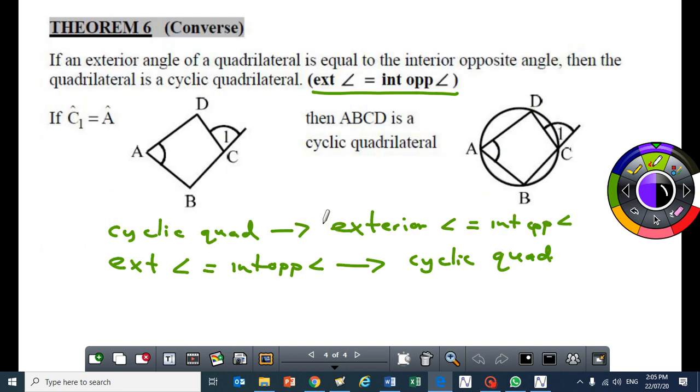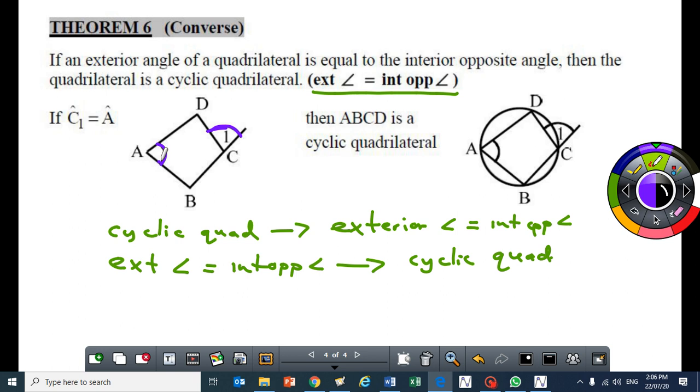It says if an exterior angle of a quadrilateral is equal to an interior opposite angle, then the quadrilateral is cyclic. So if you are given a quadrilateral like in this case ABCD, and you have an exterior angle like C1 there, if C1 is equal to angle A, then you can say that ABCD is a cyclic quadrilateral. Therefore, points A, B, C, and D are found on the circumference of a circle. The moment you have a cyclic quad means you can draw a circle passing through those 4 points.